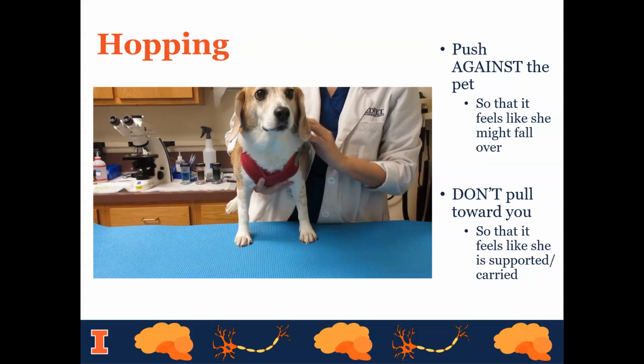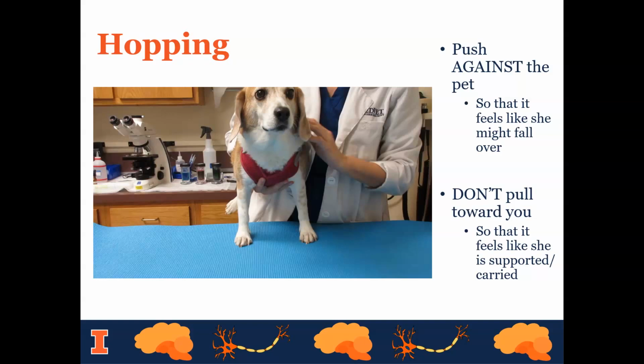So another test of proprioception is hopping. And with hopping, you can do this on the table or on the floor. With smaller pets, I like to do this up on the table. And you need to have a nice non-slick surface. So I like to use yoga mats or other grippy pads on the table. And you're going to want to push the pet so that they're falling away from you. They need to have this sense that they need to catch themselves to keep themselves from falling. So it gives them this sense that there's no security and that nobody's going to catch them and they need to move their leg to catch their balance.